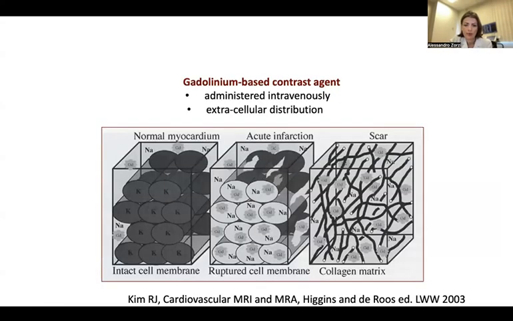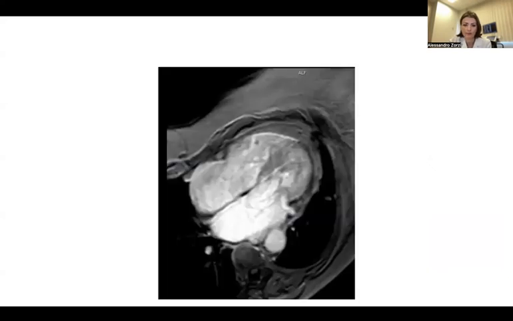So two words about gadolinium. Gadolinium is a contrast agent that we use in cardiac magnetic resonance, and it has an extracellular distribution, which means that when you have a scar, you will find a lot of gadolinium, so a lot of contrast within the myocardium. And this is an example in which you can see this right ventricle in MRI with all this scar. White is dead in this case, and this is a right ventricular arrhythmogenic cardiomyopathy as well.